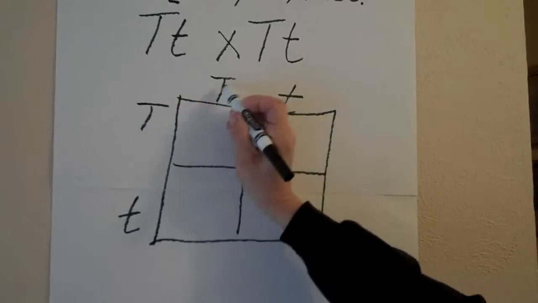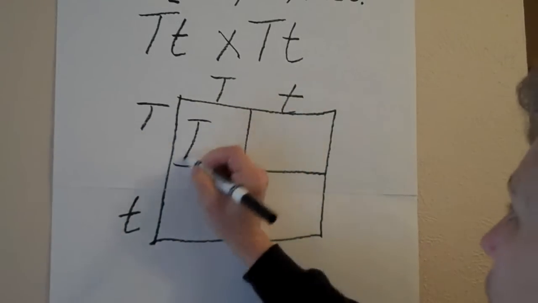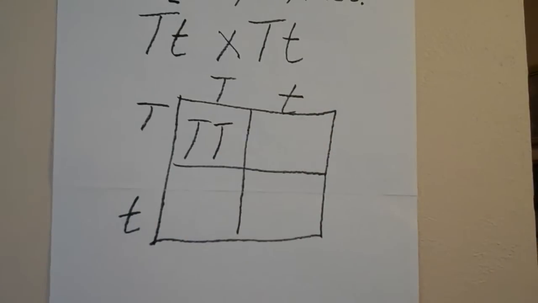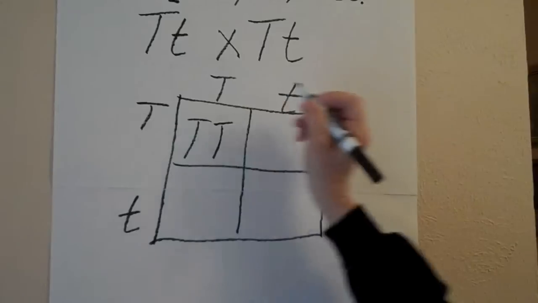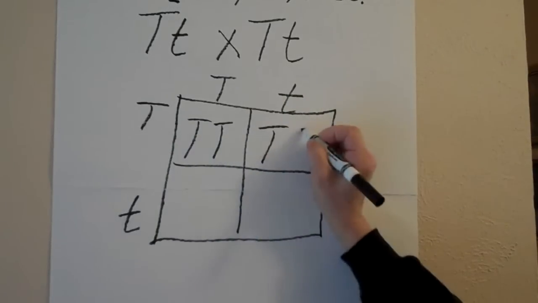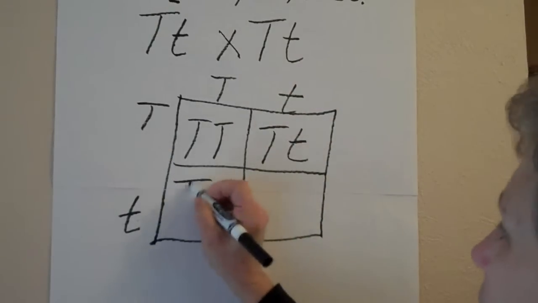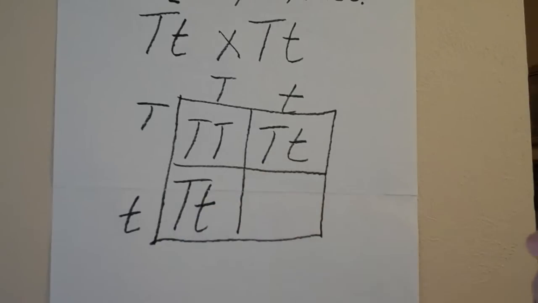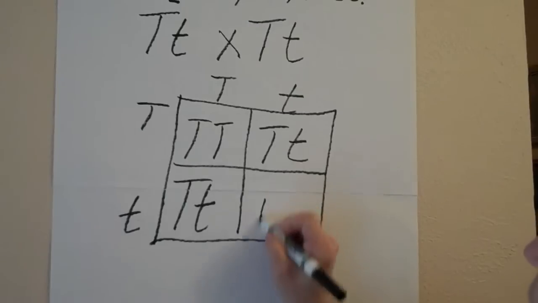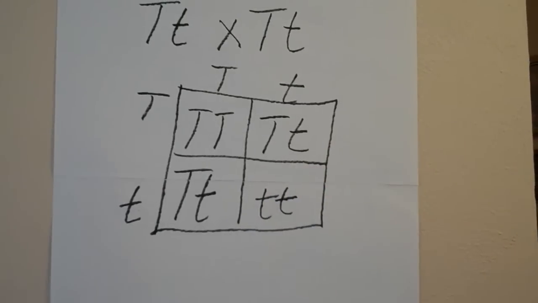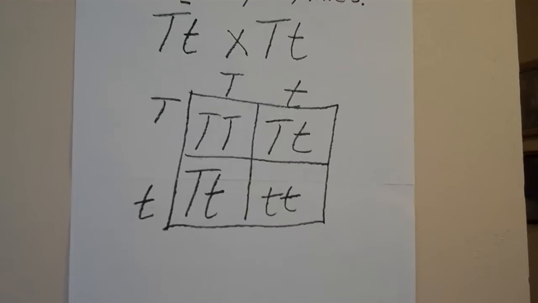When we cross these two big T's, the offspring will be homozygous dominant. When we cross the big T and the little t, our offspring will be heterozygous. We cross this little t to big T, and we're going to want to keep that big T in front. Still heterozygous. Finally, we have two small t's, which is homozygous recessive.